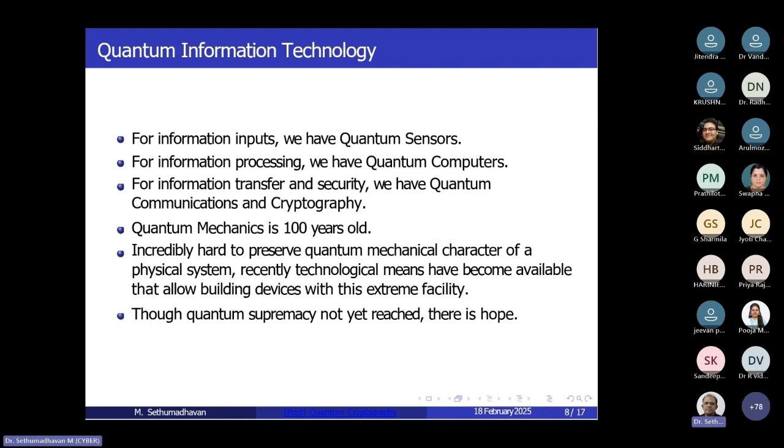So for information inputs, sensors; for processing, computers; for transfer and security, quantum communication and cryptography. The first can be done: quantum sensors can be developed. Quantum communication can be developed, for example key distribution, QKD and all. Many companies have come up with a solution. And for security, anyway, crypto is there. But for information processing, we have quantum computers, but we are at the initial stage only.